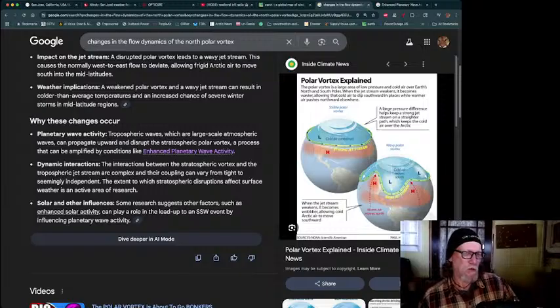Dynamic interactions. The interactions between the stratospheric vortex, the polar vortex, and the tropospheric jet stream lower down in the atmosphere are complex, and their coupling can vary from tight to seemingly independent. The extent to which stratospheric disruptions affect surface weather is an active area of research. See, this is not well understood. It's hard to study this stuff. You've got layers in the atmosphere, and they're at the North Pole. So just think about the logistics.